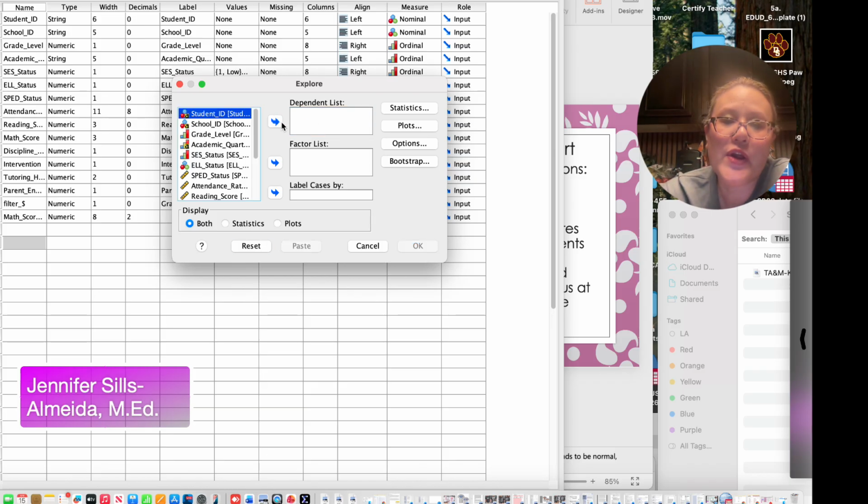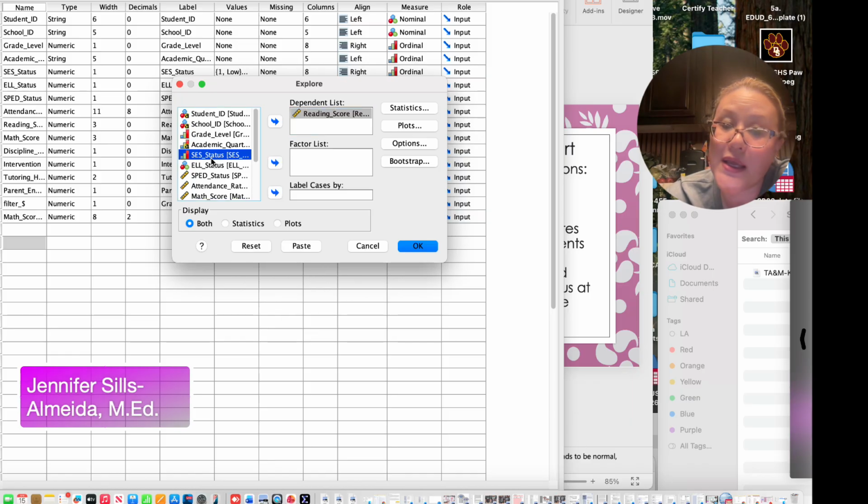The dependent variable is what we're looking at. We're looking at the reading scores. How do the independent variables, which would be the factor list, affect the reading scores? So over here, we would click reading score, and that's going to be the dependent list. It depends on the independent variable, which is the socioeconomic status of the students, so we'll put that in there.